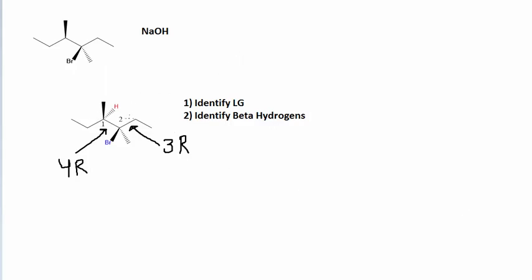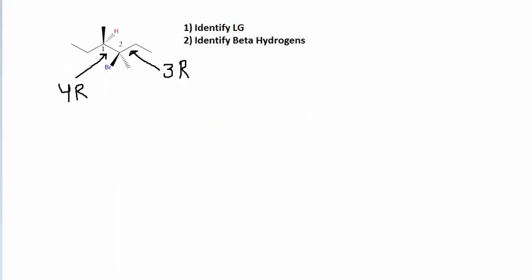At this point, you need to draw your Newman projections. That's why I've labeled this 1 and 2. So let's get the Newman projection corresponding to this. And that will look like so. The methyl group will go to the right, the hydrogen go to the left, the bromine will go to the right, and the methyl will go to the left. And thankfully, you'll notice that the leaving group and the beta hydrogen are already anti-periplanar to each other.